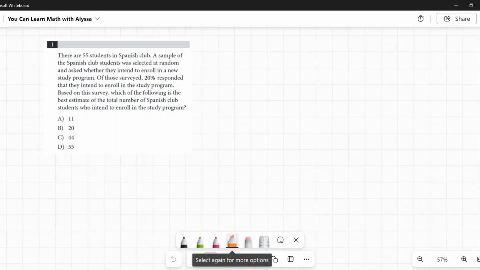Now, I'm emphasizing that each time because, here we go, intend to enroll, intend to enroll, intend to enroll. Anytime you have a fairly long word problem like this, it's very good to make sure that we're being given the same information each time, or check and see if we're being given different information each time. For example, I wouldn't put it past them to have the first two instances say intend to enroll, and then the question be, well, what's the best estimate for those who don't intend to enroll? Be very, very careful on that. It's easy to get tripped up. But this one is straightforward. Each time, intend to enroll.